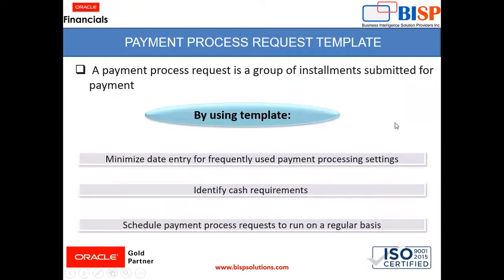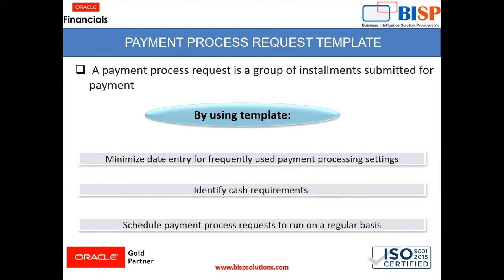So first of all, what is a payment process request? It's a group of installments submitted for payment. To run a payment process, we need to give our payment criteria every time in the application. So to avoid this repetitive task, we can use this payment process request template so that we can avoid this repetitive work, right?